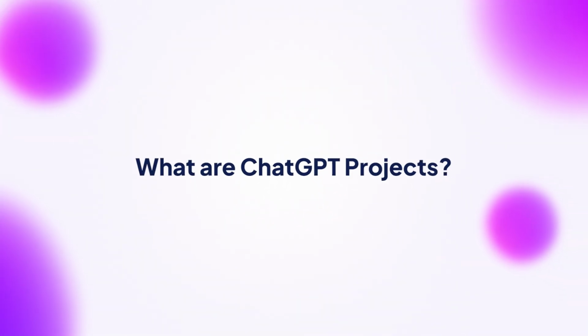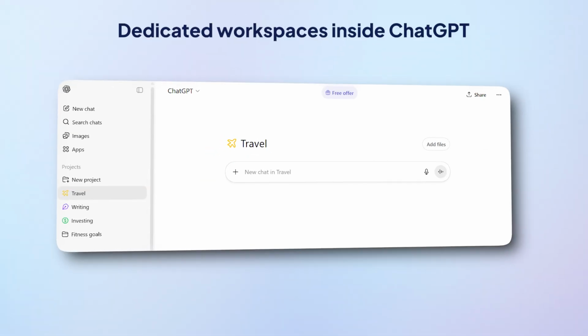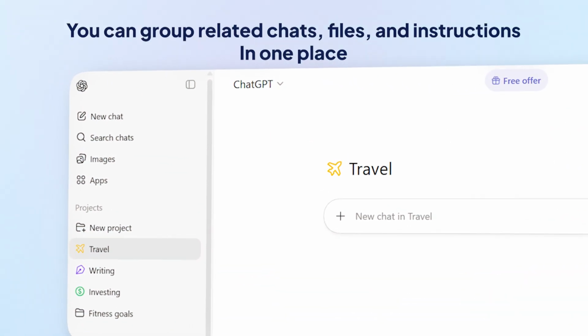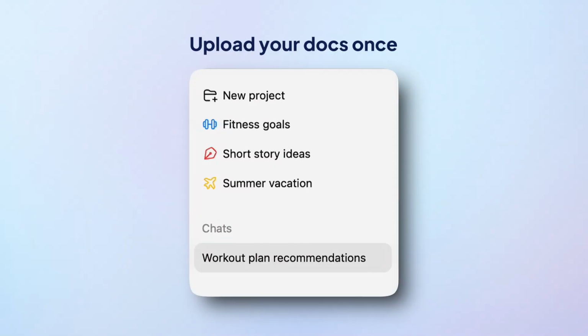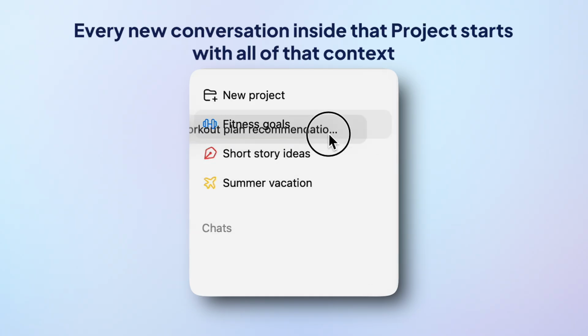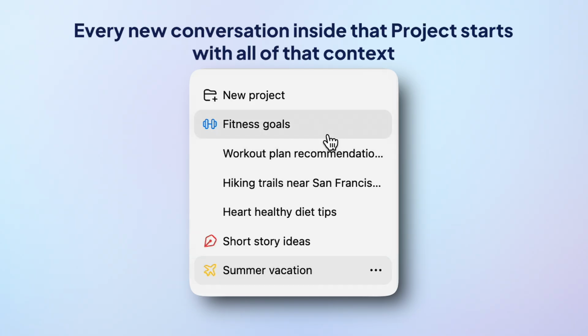So what are ChatGPT projects? They're dedicated workspaces inside ChatGPT where you can group related chats, files, and instructions in one place. Upload your docs once. Set your tone and format once, and every new conversation inside that project starts with all of that context already built in.